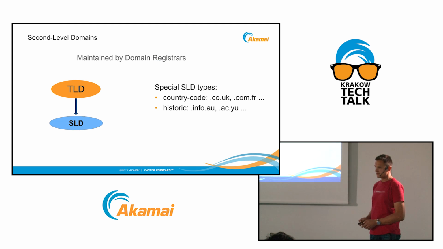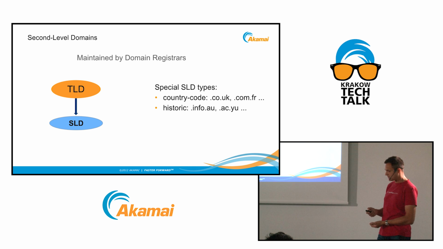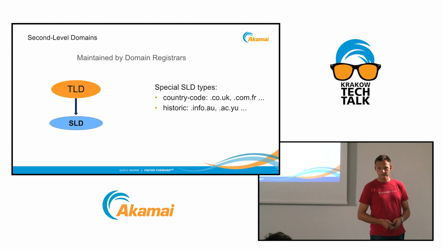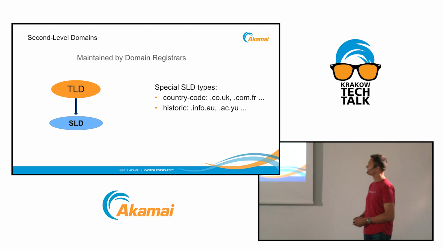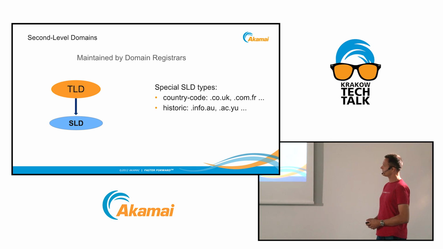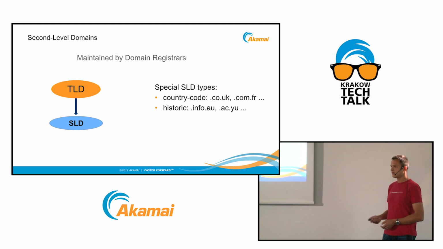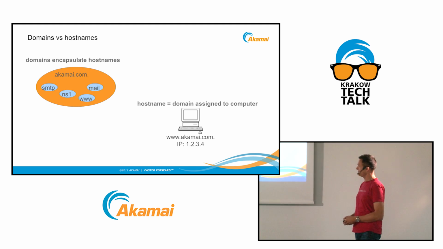Second-level domains, which are located in the hierarchy just below top-level domains, also have some types that are identified. Those are country code domains. Here we have as examples co.uk or com.fr. We also have historic second-level domains, which I believe are not used anymore, but for some reason were created in the past to serve some purpose. And that's pretty much it in terms of second-level domain names.